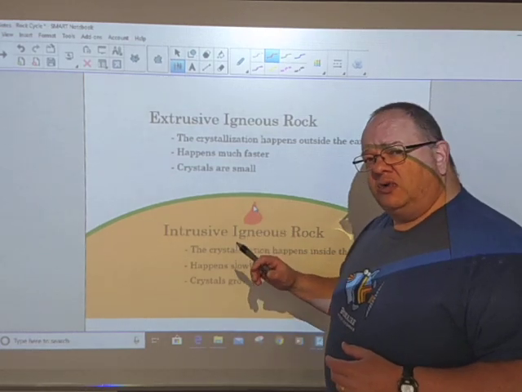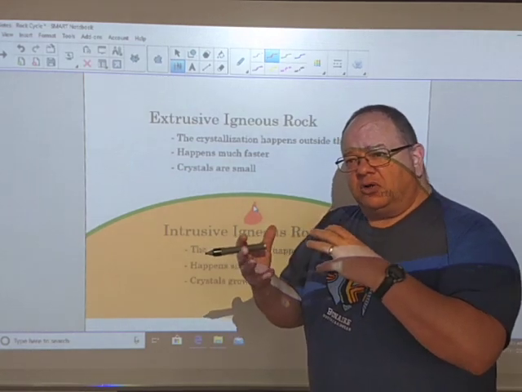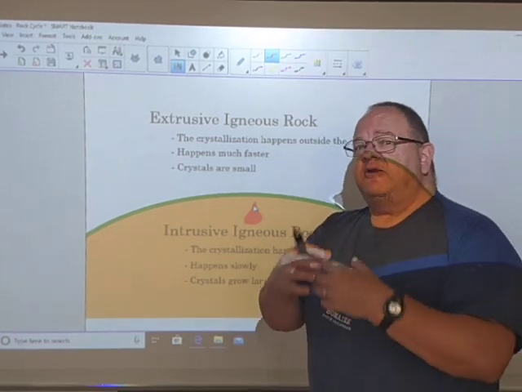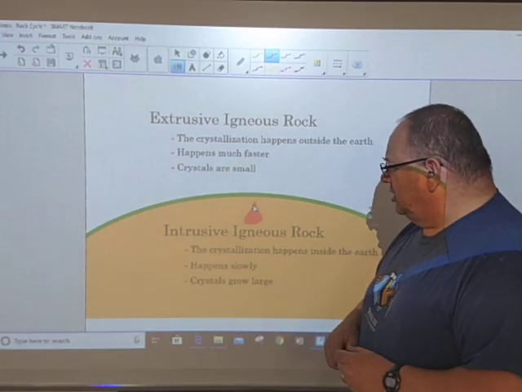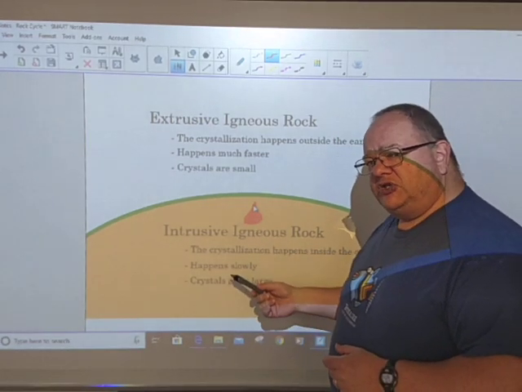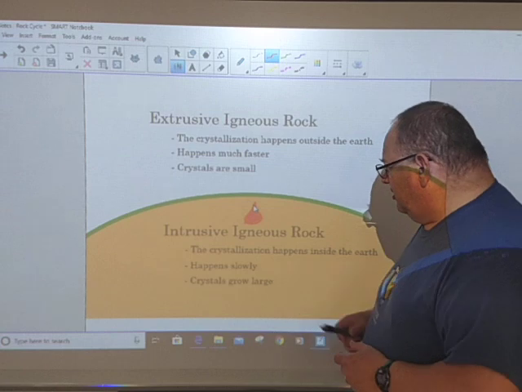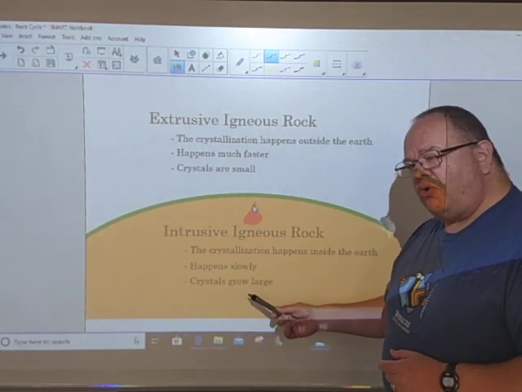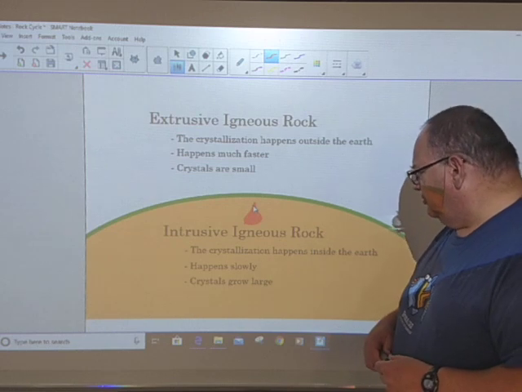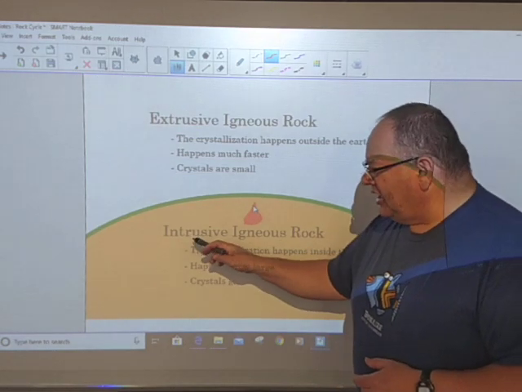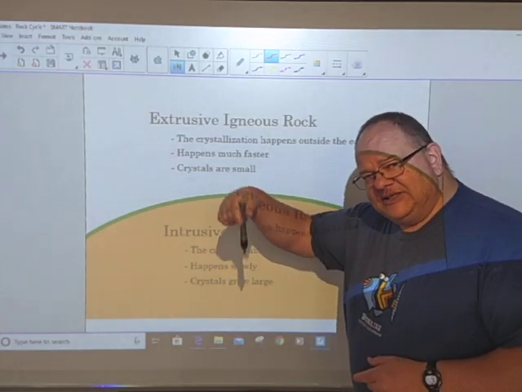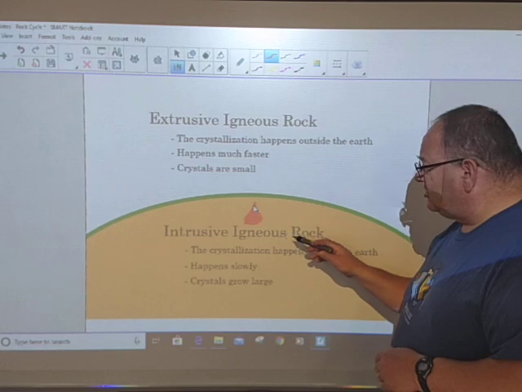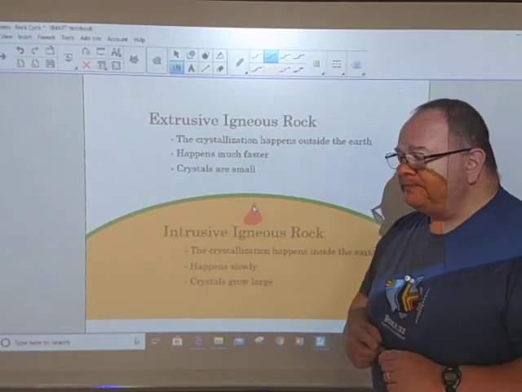So, as that cools off, the liquid particles are going to start to line up with each other, crystallize, and form back into a solid. That's going to tend to be a rather slow process. And when it's such a slow process, sometimes those crystals are able to grow very, very large. Intrusive means inside. Interior means inside. Intrusive igneous rock forms inside the earth.